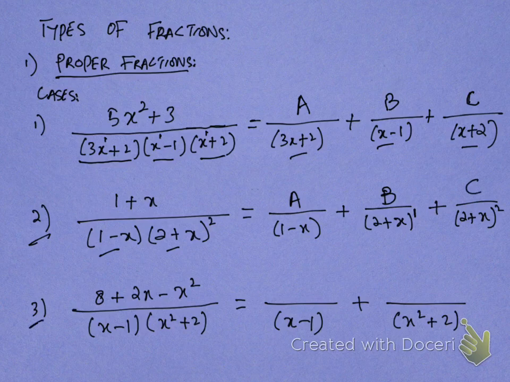Case number 3. The denominator has a linear factor and a quadratic factor that cannot be factorized. Now this fraction can be split into 2 fractions. So we have x minus 1 in the denominator and then a quadratic factor. For the linear factor, write a constant in the numerator. For the quadratic factor, write a linear factor in its numerator.